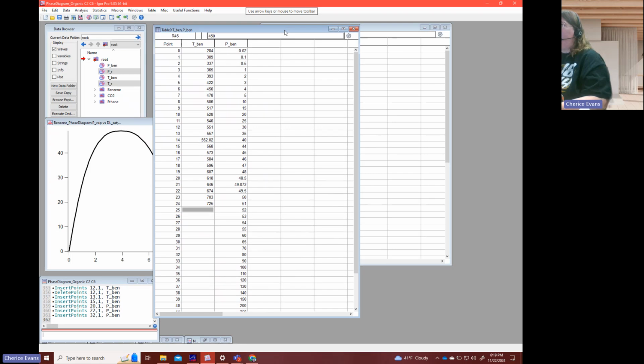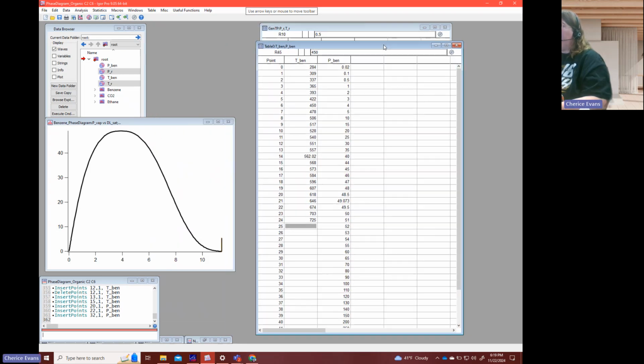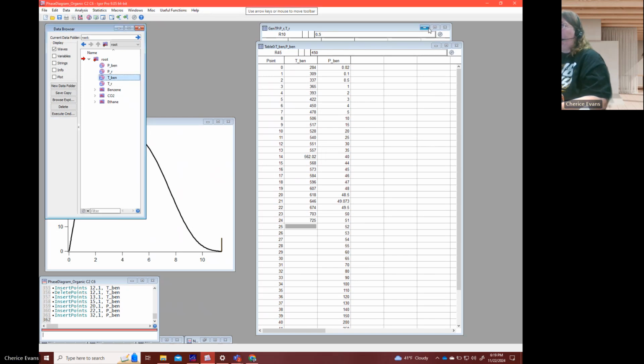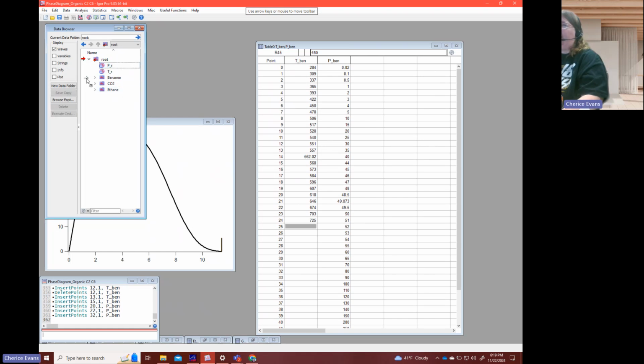So this is not something that you can easily write code for, because this truly is a decision-based point. So the reduced temperatures and pressures give me a starting point that then the decision-based ones allow me to continue.